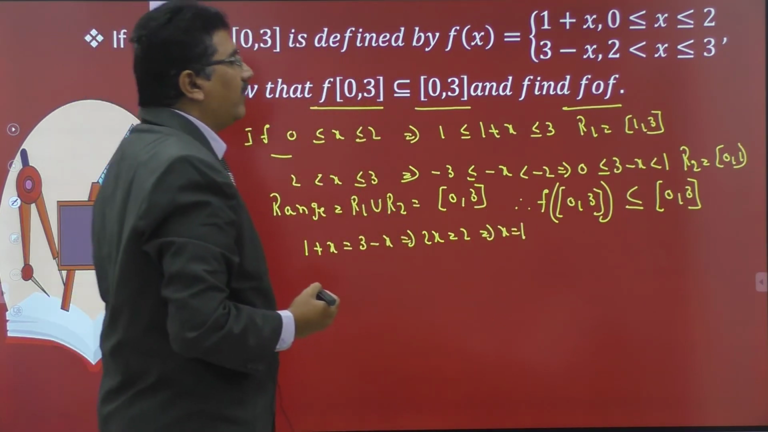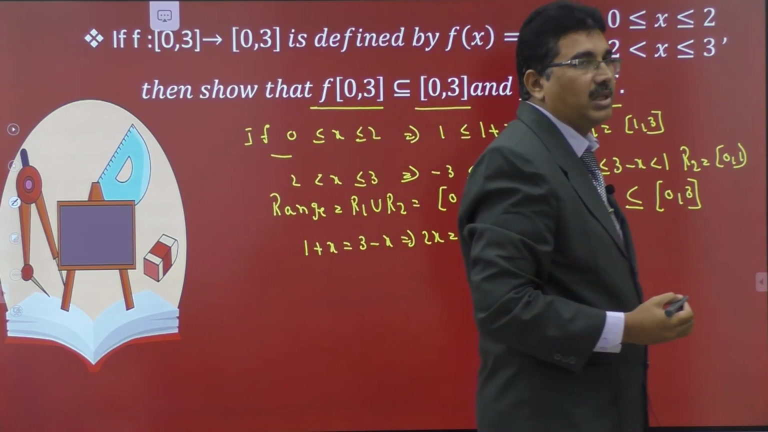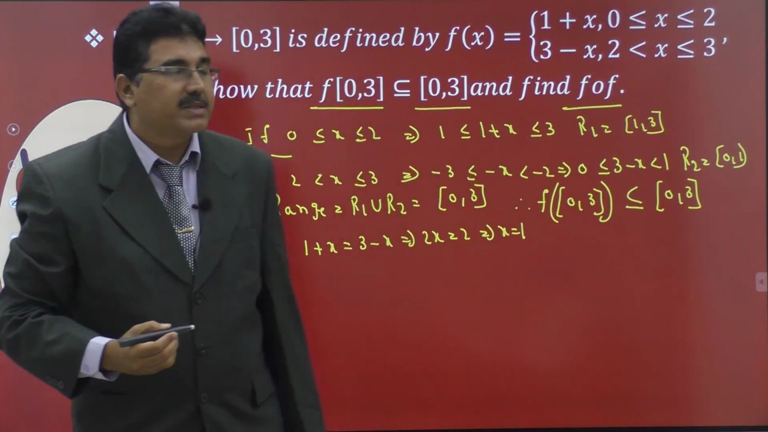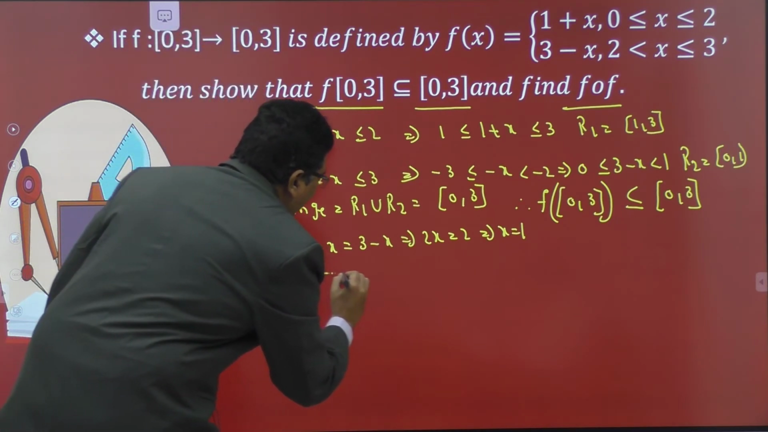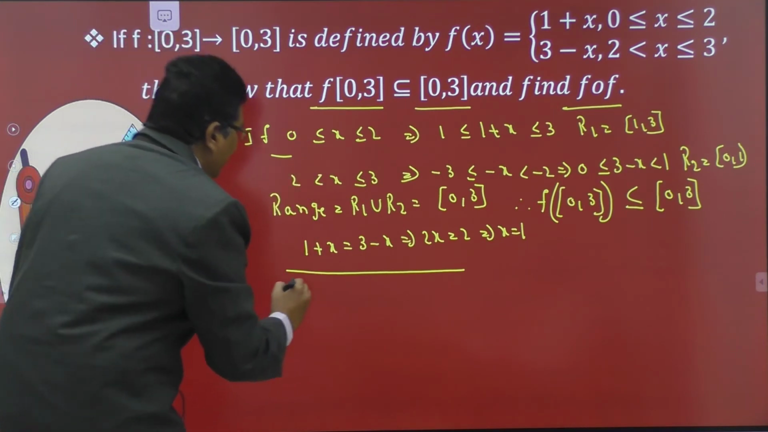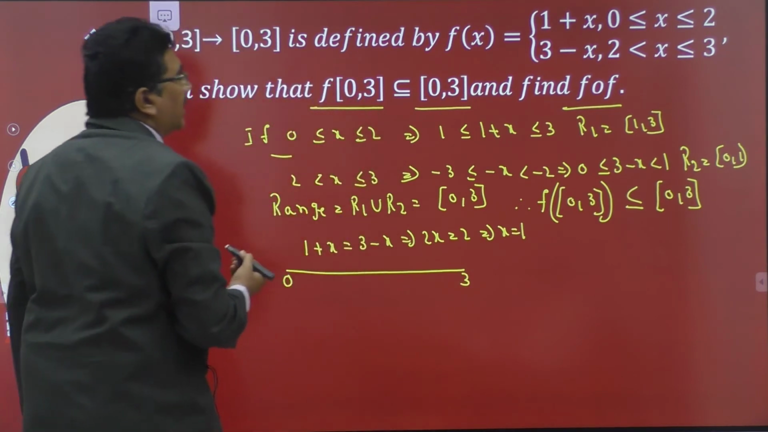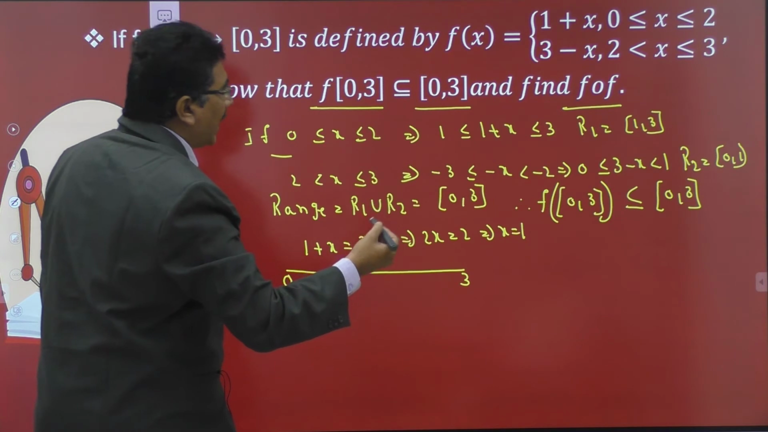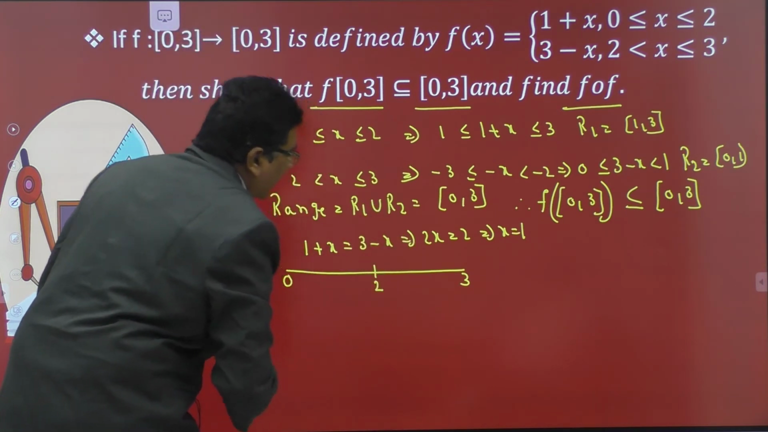Right? F of x can be defined like this, 0 to 2 and 2 to 3. But for finding f circle f, the domain can be divided like this. Okay, here the domain is [0, 3]. For defining f of x, 0 to 2 and 2 to 3.